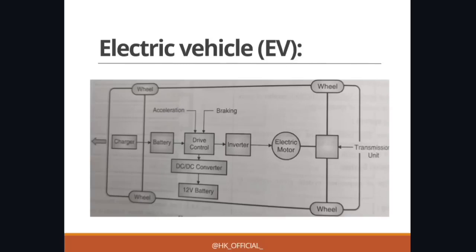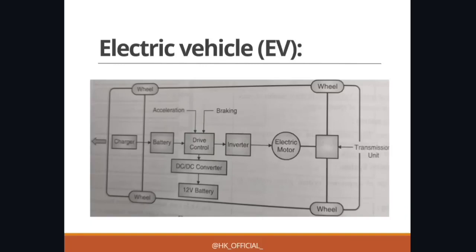Then these electric vehicles are more environmentally friendly because they produce no tailpipe emissions, which means they don't release harmful gases into the air. They are charged by plugging them into an electrical outlet or a charging station, much like how you charge your phone. So electric vehicles are a cleaner and more sustainable way to get around. Okay, so this was the simple explanation of electric vehicle.